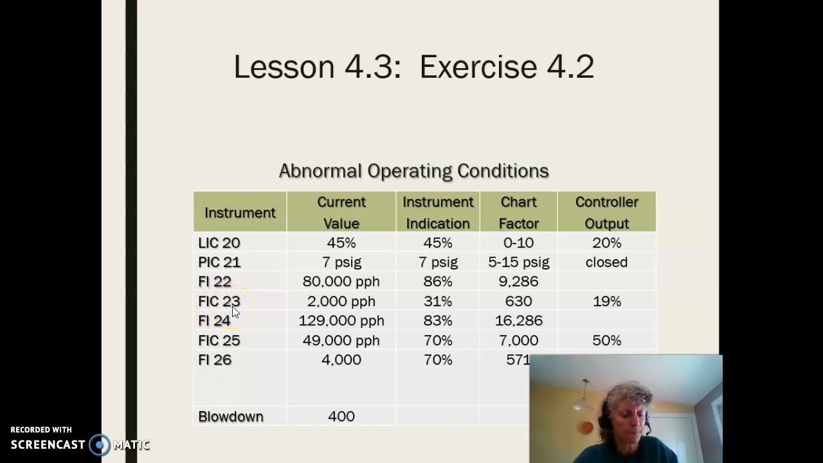FIC 23 is the boiler feed water flow, and that is off. That's really low compared to what it should be. And again, this controller is also off, at 19% when it should be 50%. FI24 is high at 129,000, way higher. And then FIC25 is at 49,000 and its controller output is 50. That's correct. FI26, which is your steam, the blowdown is normal, and the steam out is normal. Okay, let's go to the next slide.